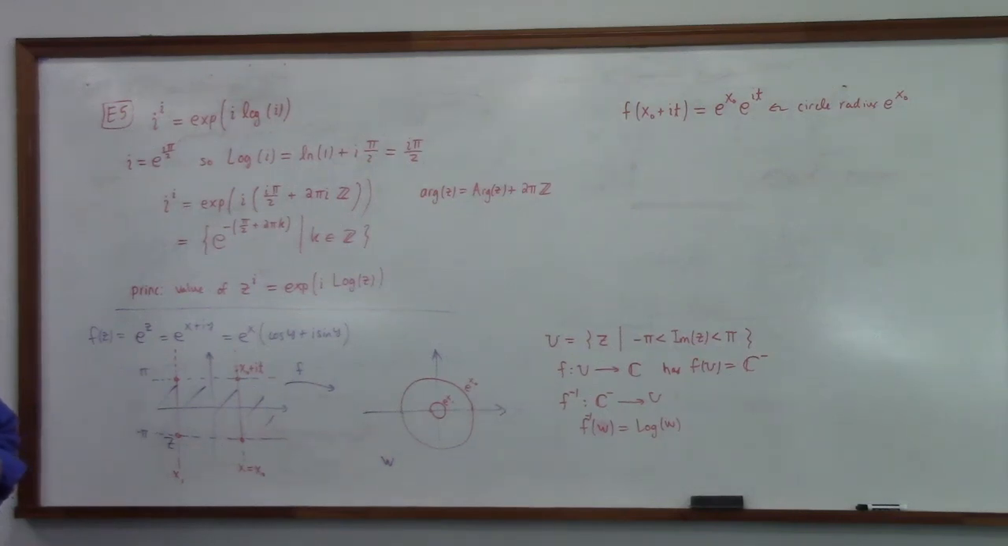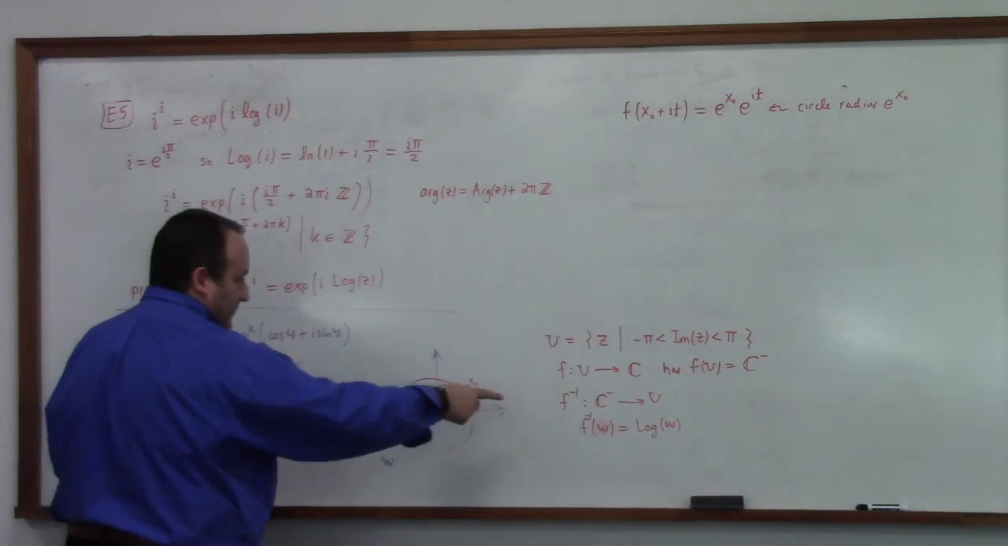And that's a good formula because it doesn't have the jump inside its domain. The place where the angle jumps is outside. It's where the slit is for the principal logarithm.